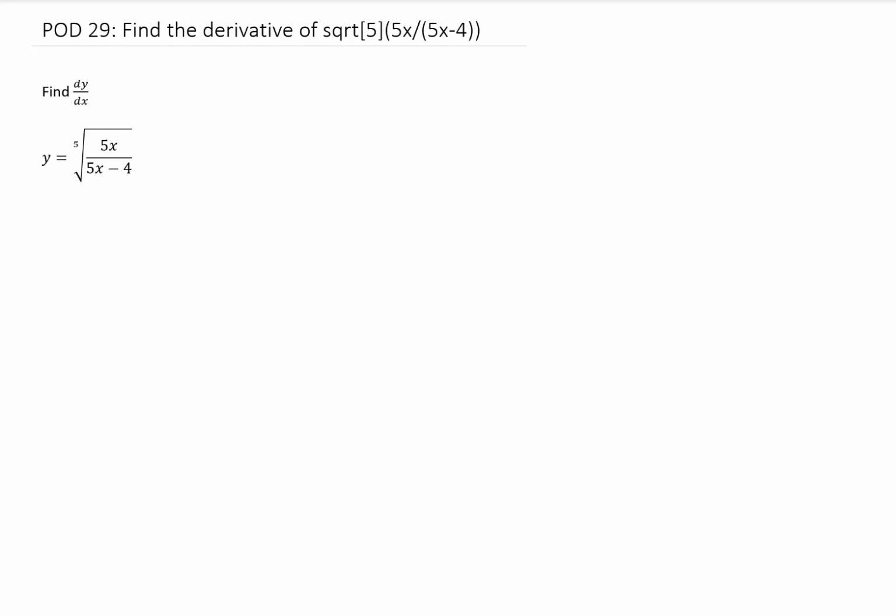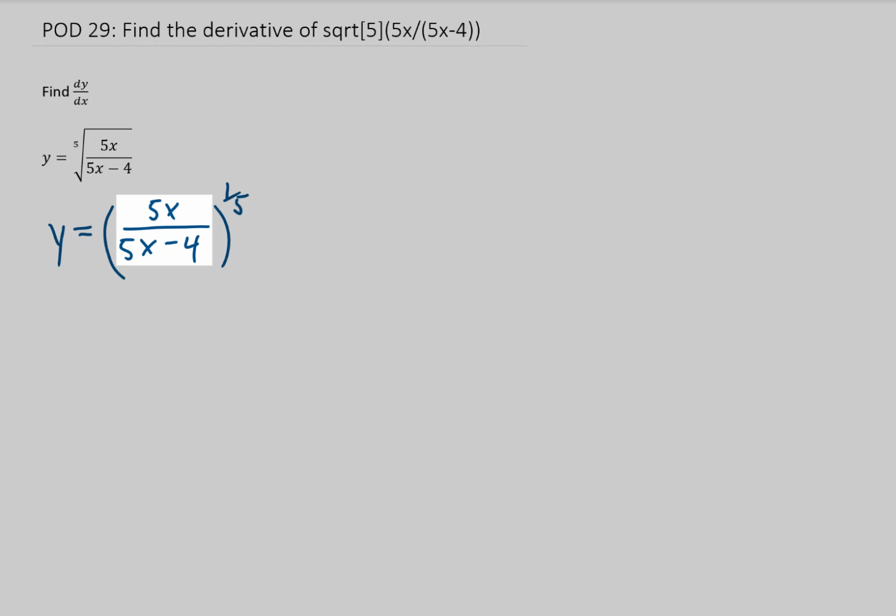We're going to find the derivative of this function here, and this is another chain rule problem. But first we have to remember our rules for exponents. A fifth root can be thought of as a 1/5 power. And then you'll notice that we have a function inside of another function. We have this 5x over 5x minus 4 function that is then being raised to the 1/5 power.